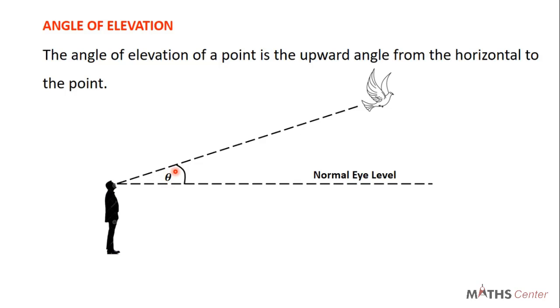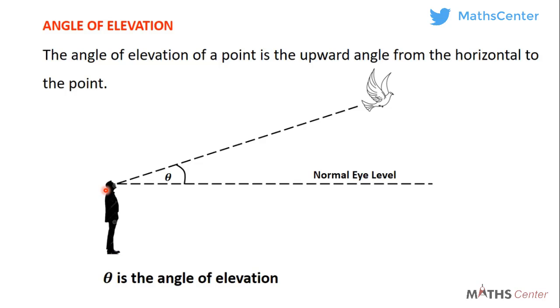So in this case, the angle of elevation theta is the angle of elevation of the bed from Mr. Kofi's eyes. So you see that there's a line from Mr. Kofi's eyes to the bed. But this is his normal eye level, or the horizontal. The upward angle created between the elevated eye level and the normal eye level is what we call the angle of elevation. So you see that in this diagram, theta is the angle of elevation of the bed from Mr. Kofi's eyes.